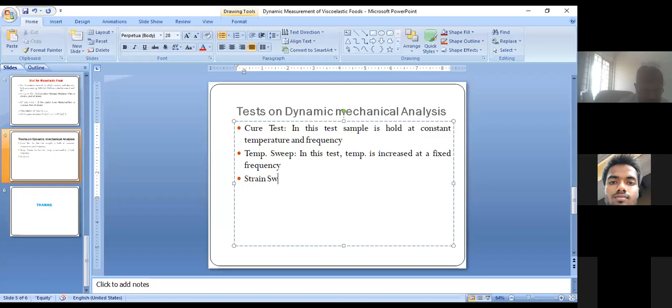Strain sweep. Here, increasing strain amplitude at a fixed frequency. Next is frequency sweep.